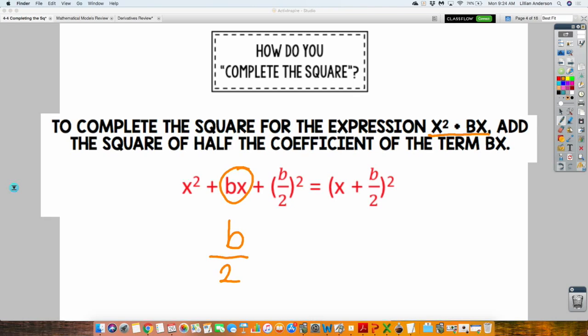And you should notice, whatever you get when you take half of b is what goes in that factored form. And it's always like that. That's why it's called a perfect square trinomial. Let's look at an example.